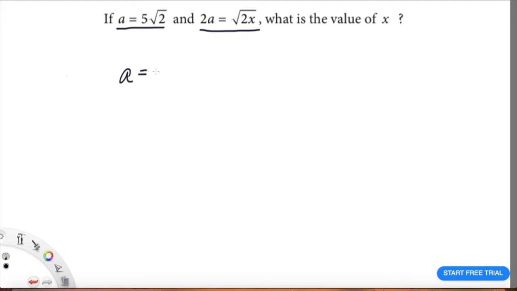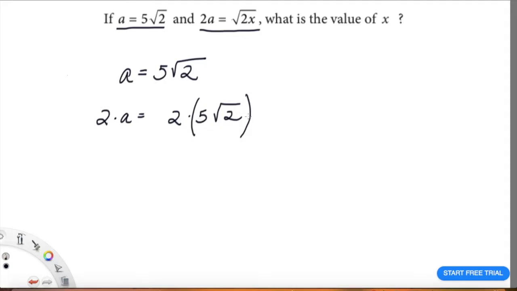If a equals 5 root 2, then 2 times a is the same thing as 2 times 5 root 2. You could think about putting these in parentheses, but that doesn't really matter since 5 root 2 just means 5 times root 2. So we don't have to distribute this 2. It's all multiplication. We could write 2a as 2 times 5, which is just 10, times root 2.